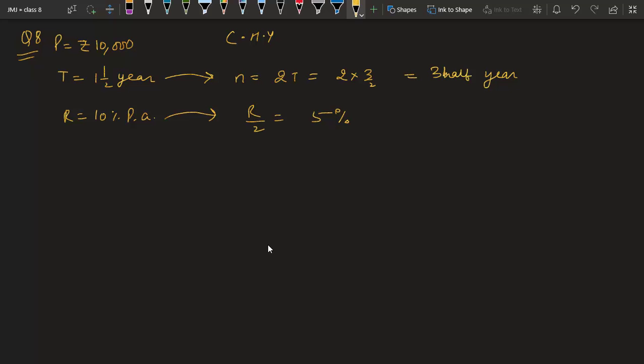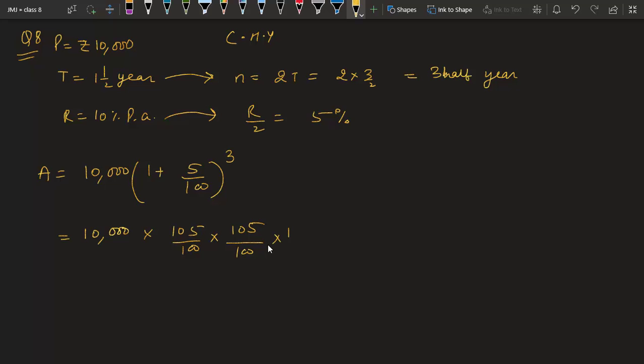Now what they are saying is find the amount and compound interest first. After this there is one more part. First let's find this one. The amount is given by principal, that is 10,000, into 1 plus r, which is 5 upon 100, whole power 3. It becomes 10,000 into 105 upon 100 into 105 upon 100 into 105 upon 100. 4 zeros cancel. Now we are left with 105 cube upon 100.